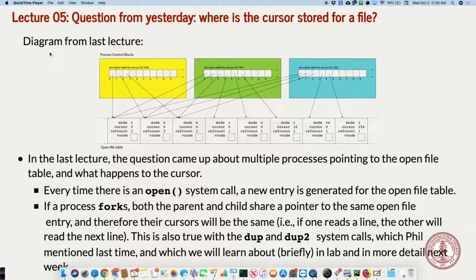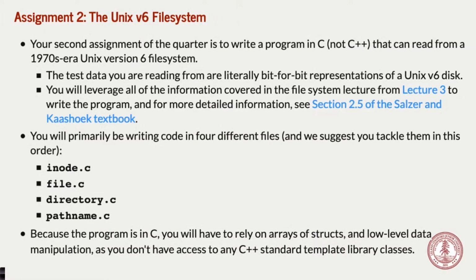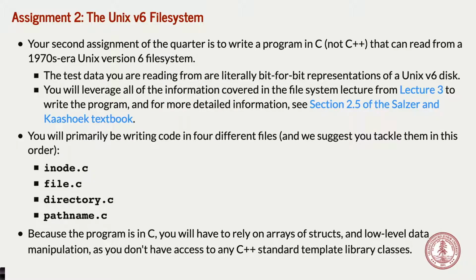Okay. All right. So let's do this. Let's talk a little bit about your next assignment here, and I'm going to have a couple of comments about it. Your second assignment is about the Unix version 6 file system.